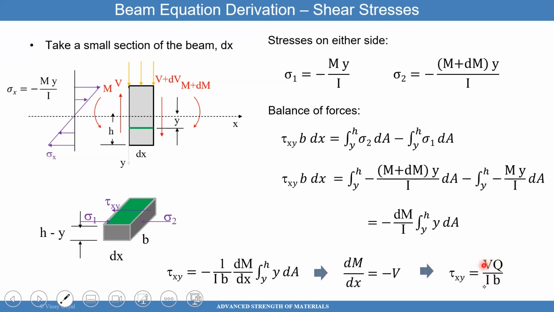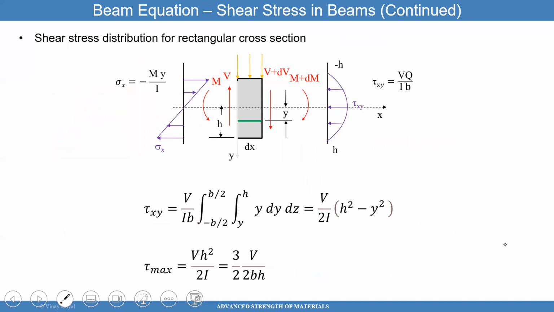V is the shear force acting on that cross section in here, for example. And Q is the first moment of area, I is the second moment of inertia, while b is the width of the beam. That's where the formula comes from, and I'll give some examples coming up so that the concepts become even more clear.